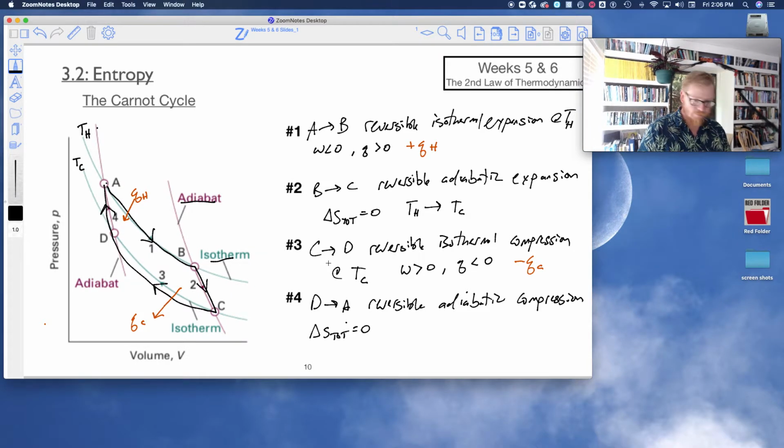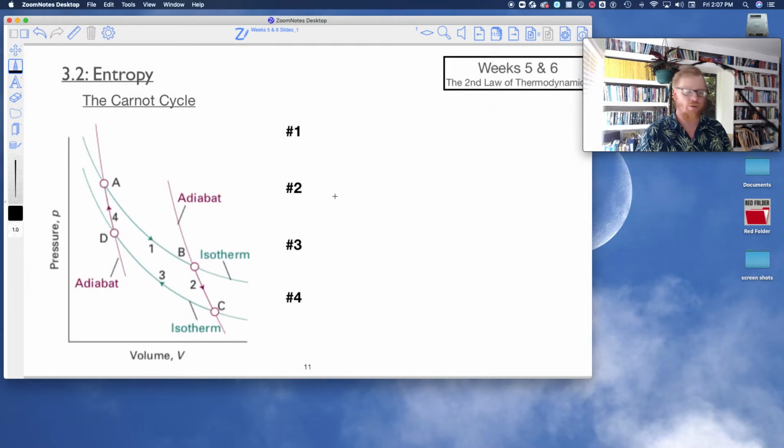All right? And we also note here that temperature has to increase. It has to go from TC to TH. Okay? So what does all of this mean? What do we get out of this cycle? What do we learn? Okay?